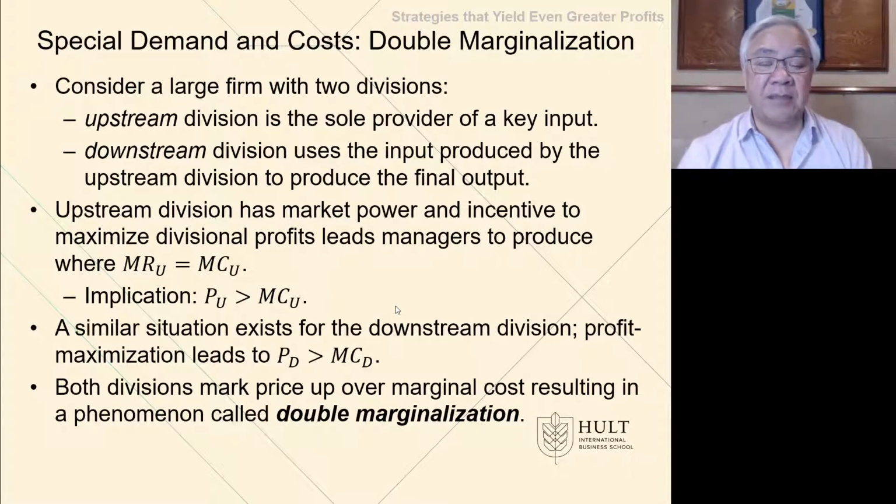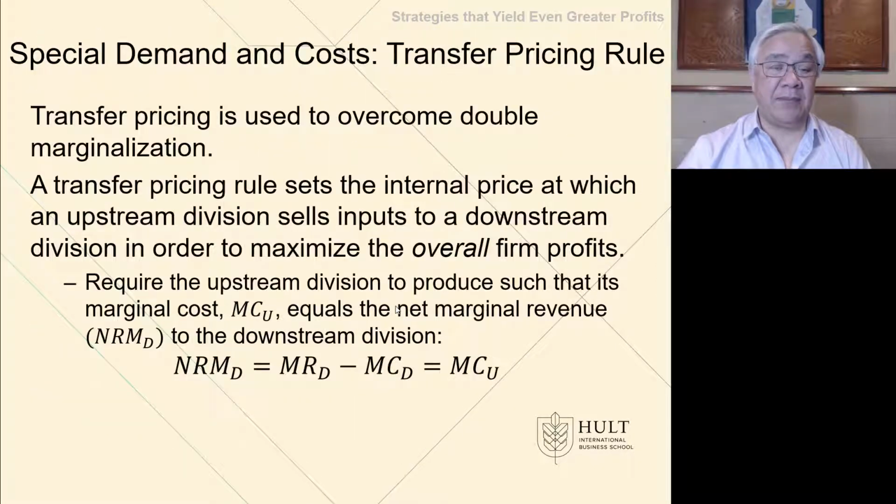The upstream division has some power because they might be able to charge more money to the downstream division. So they might be tempted to price it with a profit. Similar exists for the downstream, where they might want to have a different price for their product. Both will then do markups over the marginal costs, resulting in a phenomenon called double marginalization, where we're stacking profit on top of profit inside of a company.